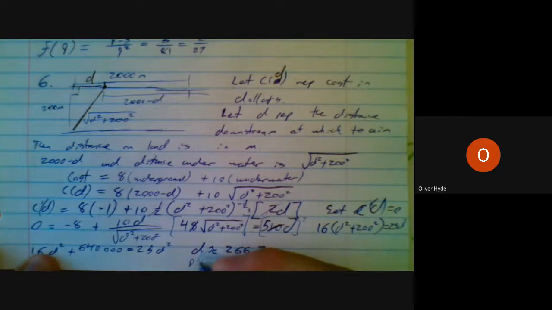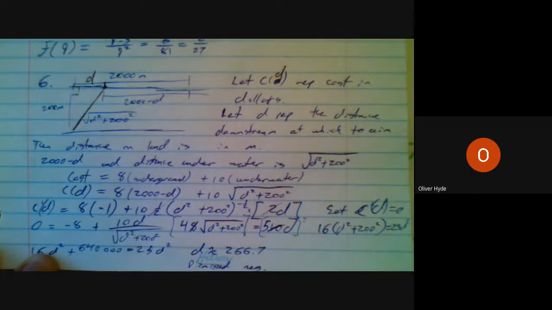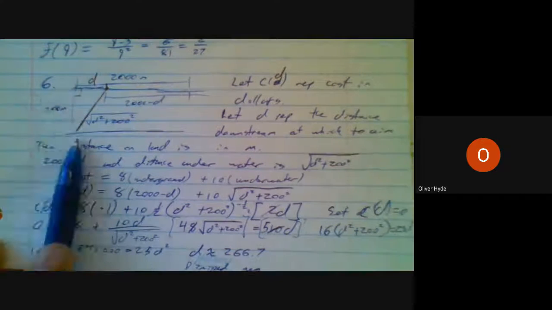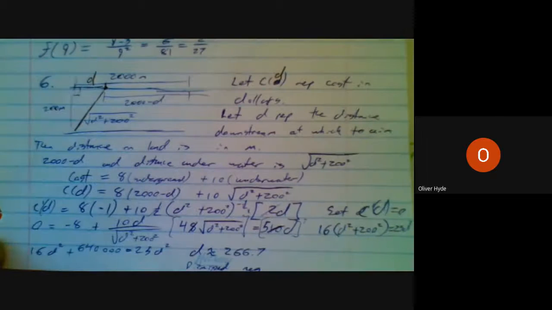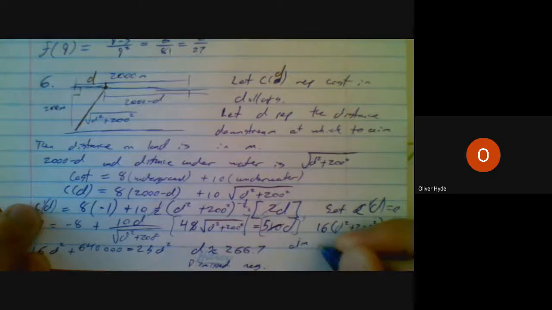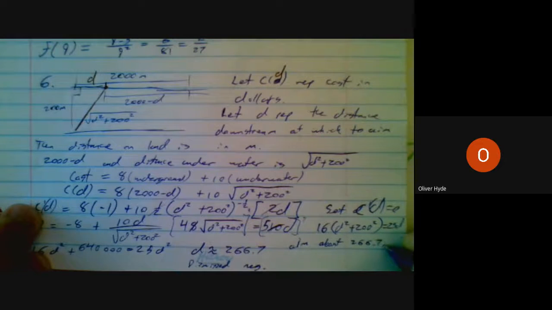We dismissed any negative value. Again, it's an interesting conversation to see why it reports a negative value. It does think about a negative cost here, or you could argue it's just the quadratic thinking that there's a second solution. So aim about 266.7 meters downstream to minimize cost.